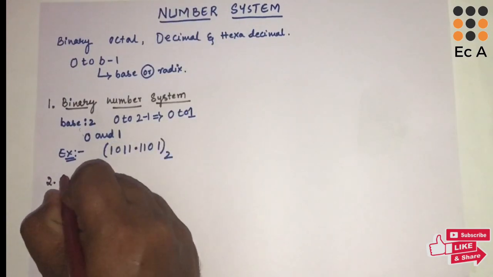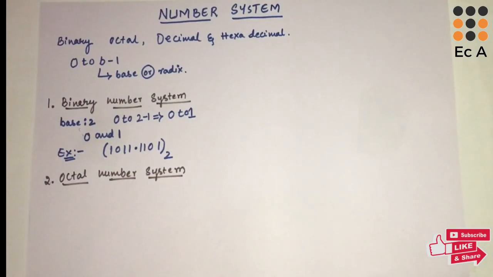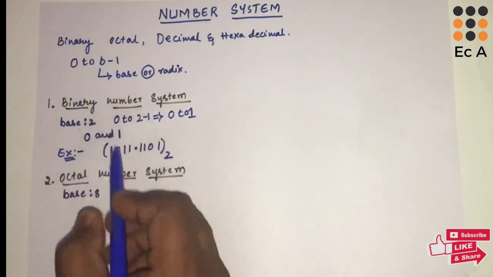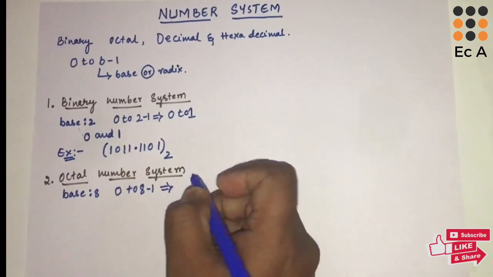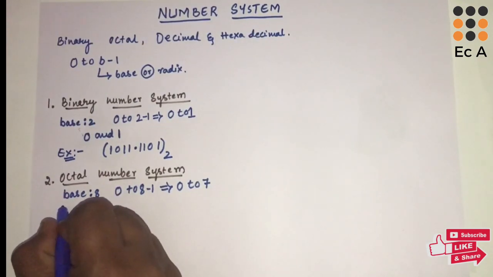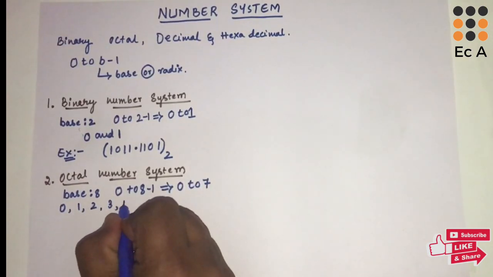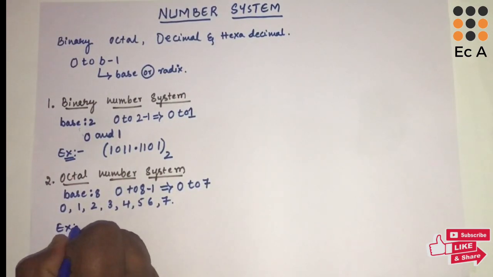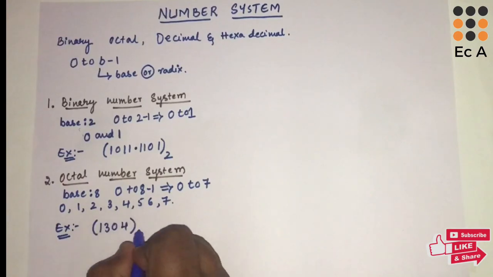Second number system is octal number system. The base of octal number system is 8. So using this formula, we can write it as 0 to 8 minus 1. So it will be having total numbers from 0 to 7. So the numbers in octal number system will be 0, 1, 2, 3, 4, 5, 6, and 7. So we can write the example for octal number system. 1304 to base 8.